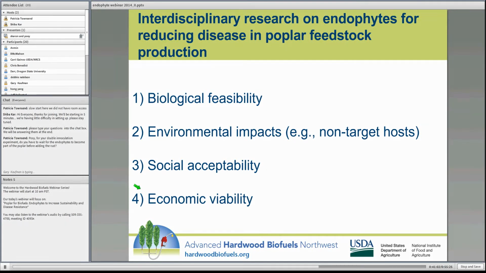Certainly, if we do find endophytes that are very effective, there will be some cost associated with their application. And this cost needs to be compared in a cost-benefit analysis to the benefits in terms of the reduction in disease. And so these types of cost-benefit analyses, these modeling tests, are being done in collaboration with Greenwood Resources.